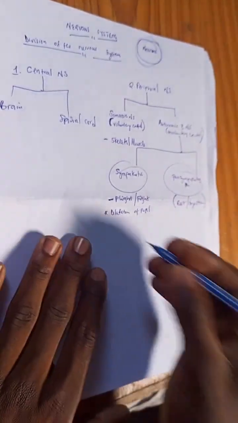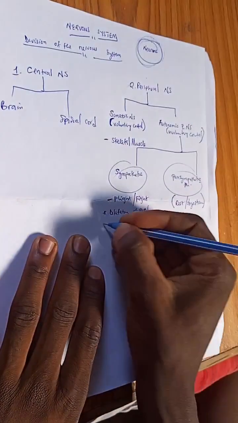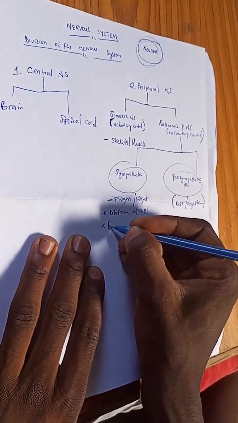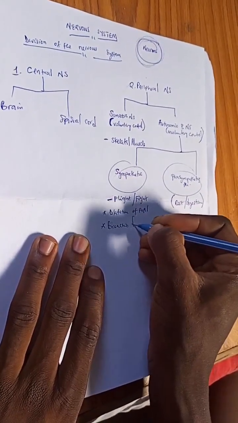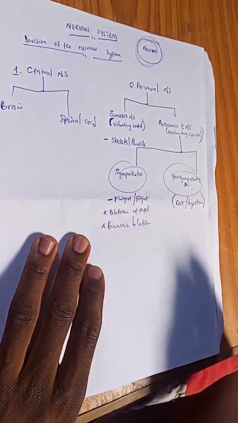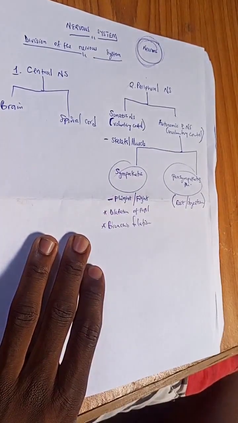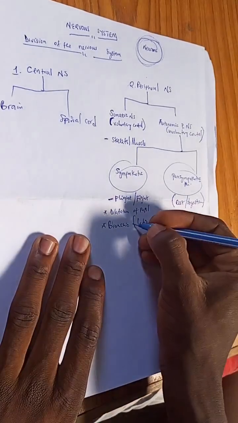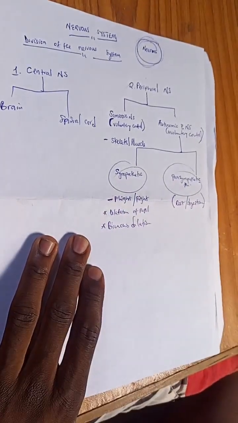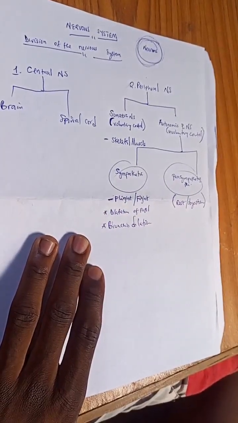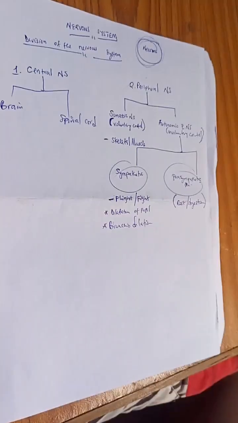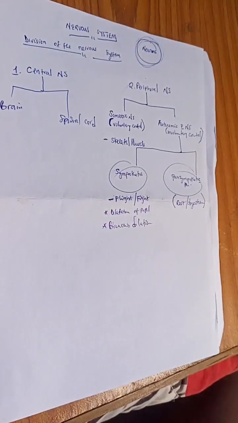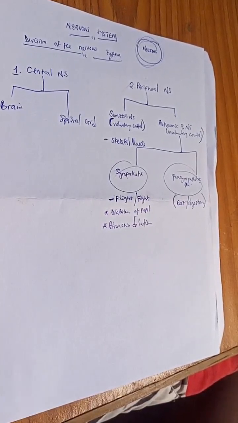Some of the other activities under the sympathetic nervous system, we have what? Bronchodilation. The bronchi are going to dilate so that the airway passages are well dilated, well patent, so that you can have enough air. Remember, when you're afraid, even the breathing changes. You need enough air, you need enough energy to flee or to fight.